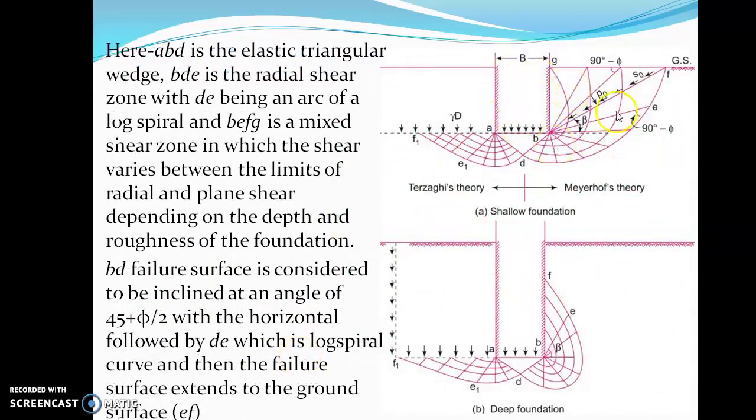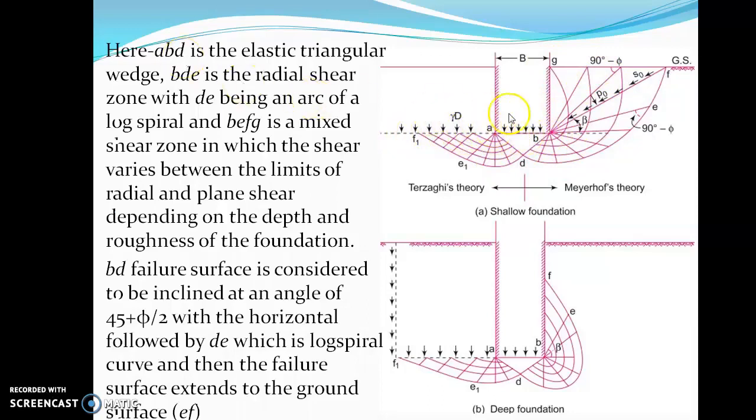Now let's try to analyze. If you look at this diagram, whatever is on this side is Meyerhof's theory, and what is on the other side is the Terzaghi theory, which we have already covered. So more or less the same. The only thing that is happening is the failure surfaces, the logarithmic surfaces, are going way above the foundation level. So where is the foundation level? This dotted line is the foundation level.